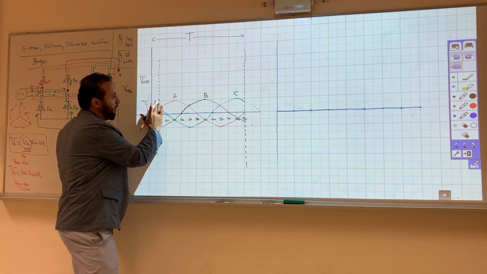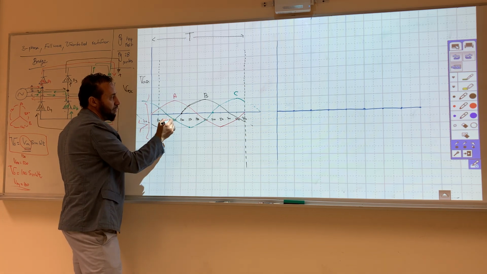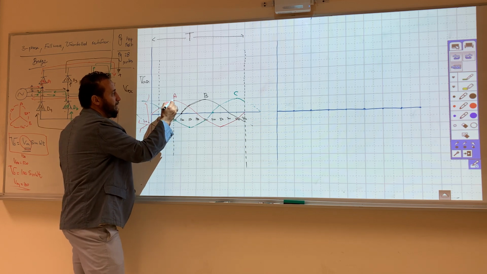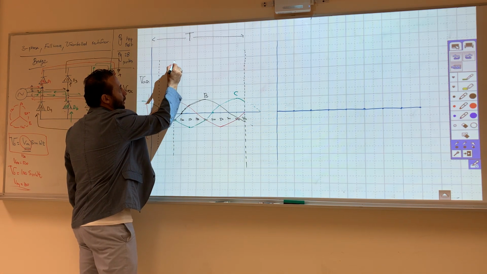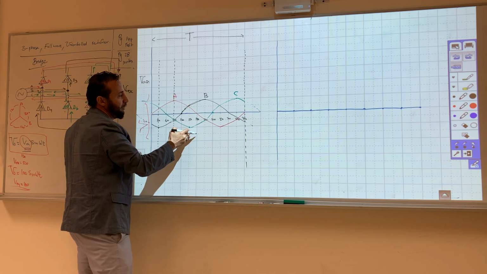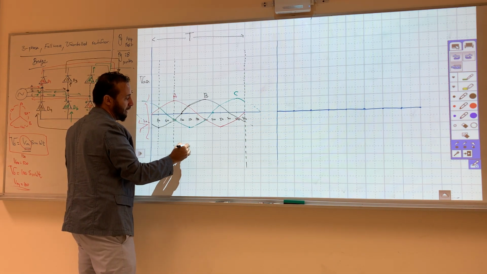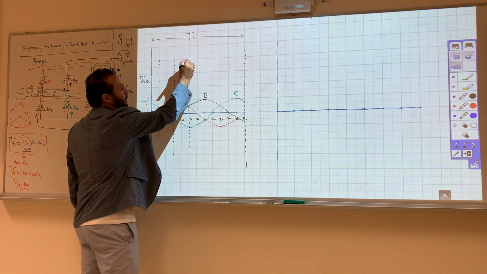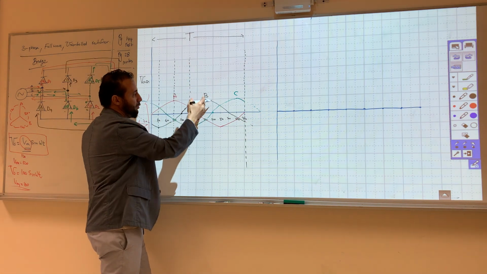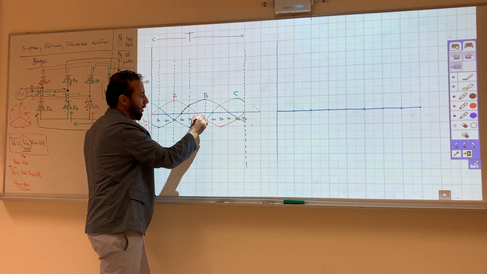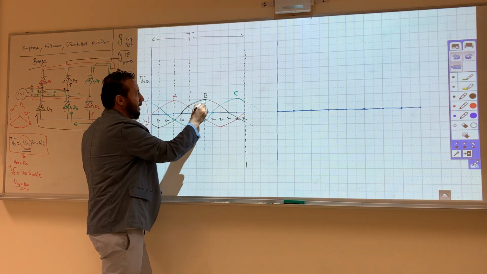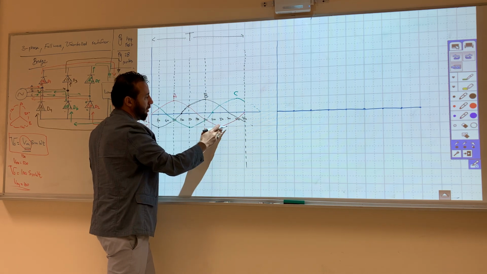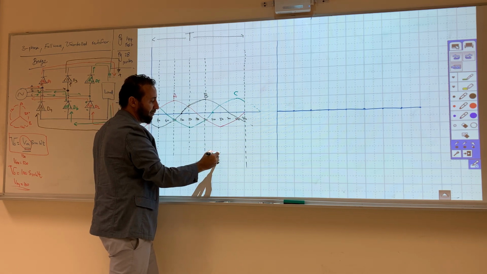The next peak is this, the red one, which is A. Make a line. Okay? Next is the green, which is C. Make a line here. Next is B, which is black. Make a line. Next, again, A, but negative, peak, same thing, so make a line.